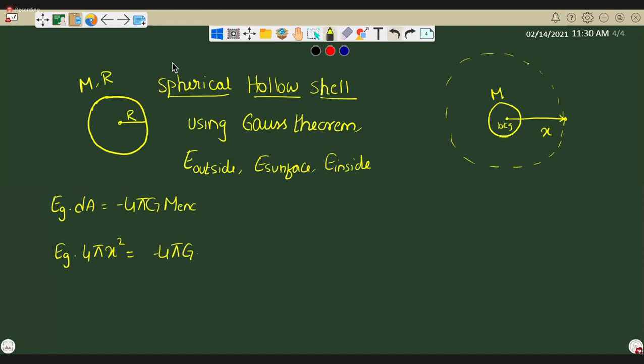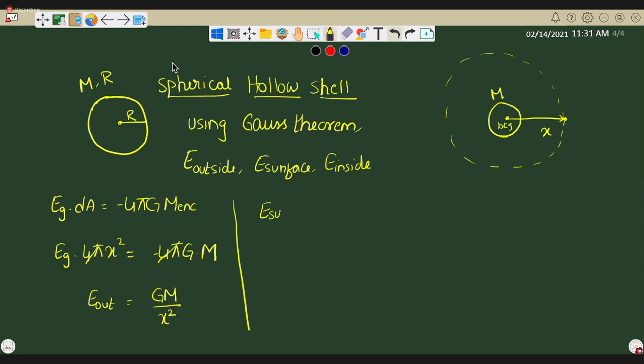Mass enclosed means inside this Gaussian surface, how much mass is there? That is what is called mass enclosed. So the mass enclosed in a Gaussian surface of radius x is the total mass M. Understood? So E outside is how much? GM by x square.